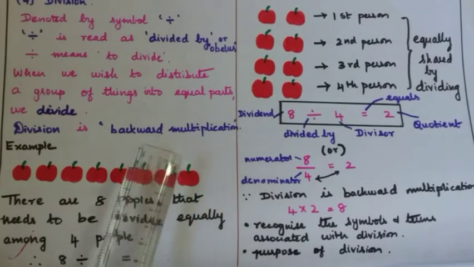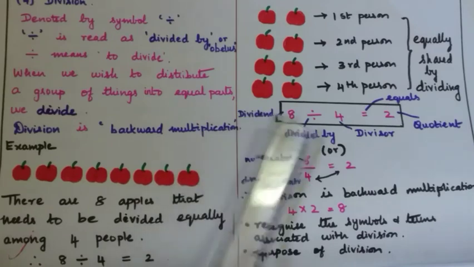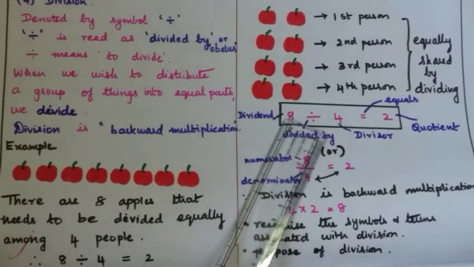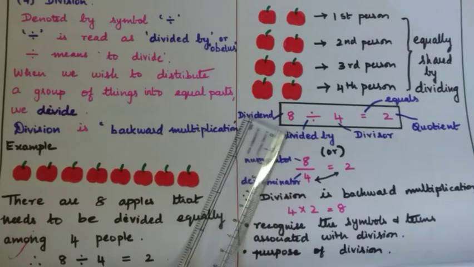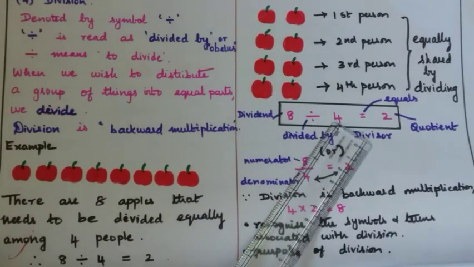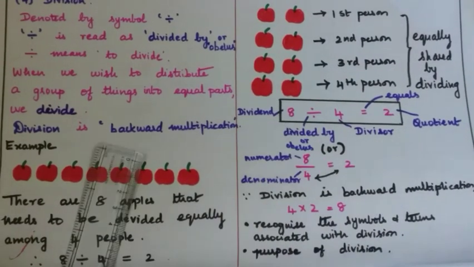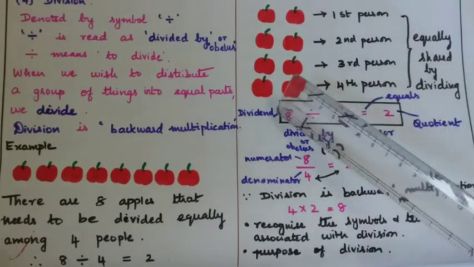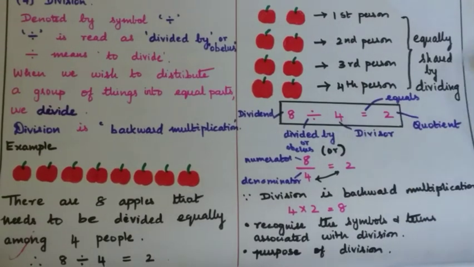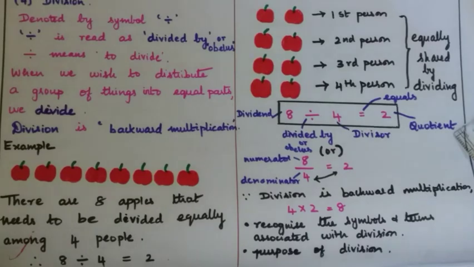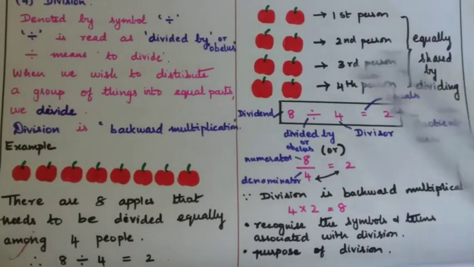Now let's make the kids familiar with the terms associated with division. The number that is divided is called the dividend, and the number which the dividend is being divided by is called the divisor, and the operator in between is the obelus, or it is also called divided by, and the two horizontal lines represent equals, and the result that we obtain is the quotient.